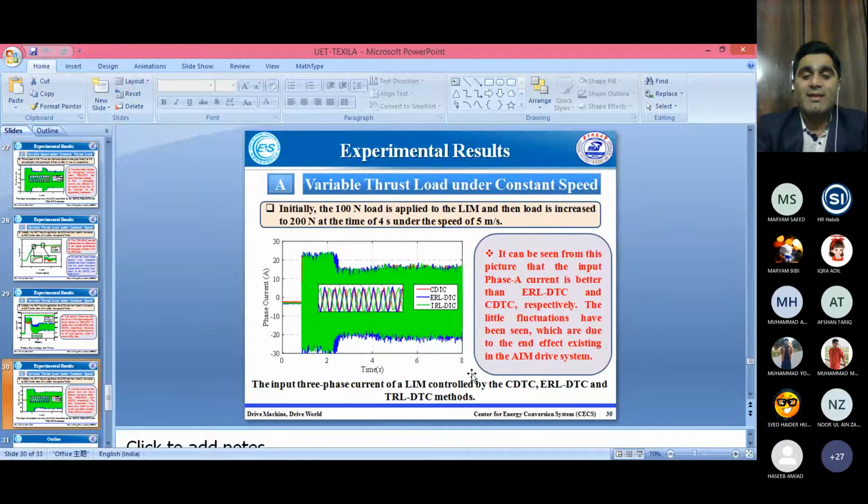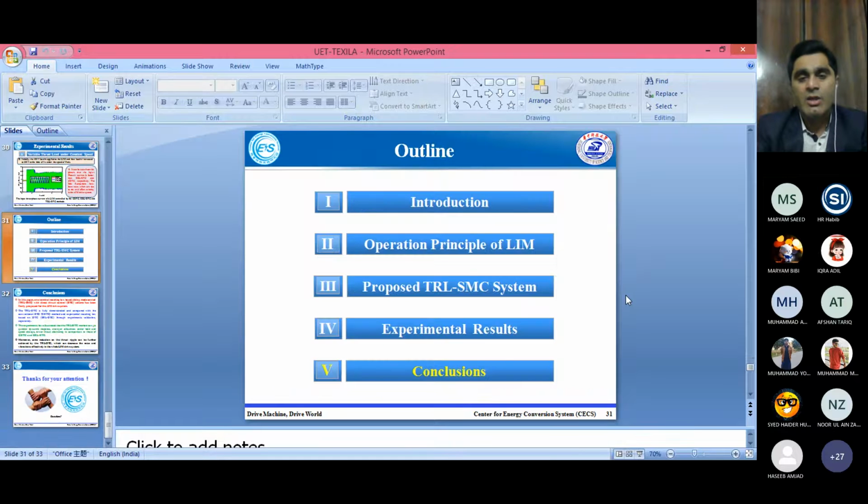So maybe next time we will talk about the construction of the linear induction machine, how we can construct it. This is all about the control, how we have to control the speed of the linear induction machine. So it is the control side, not the design side. And next time when we talk about the design side, then we will surely talk about the end effects of the linear induction machine. So now here is the conclusion.